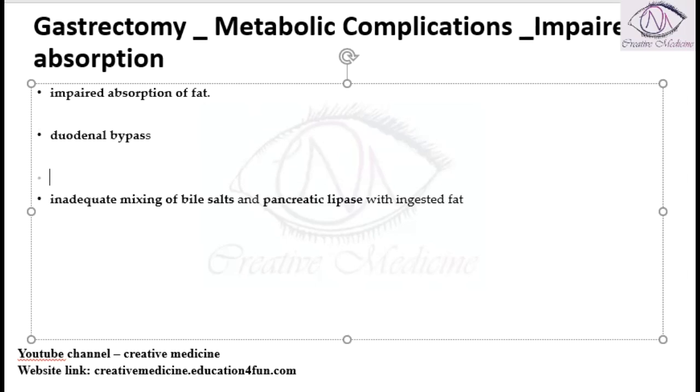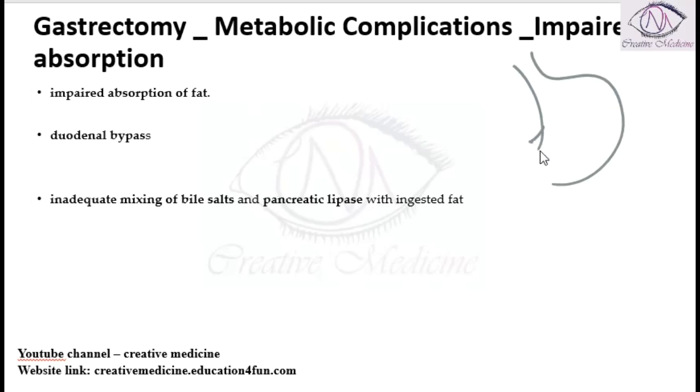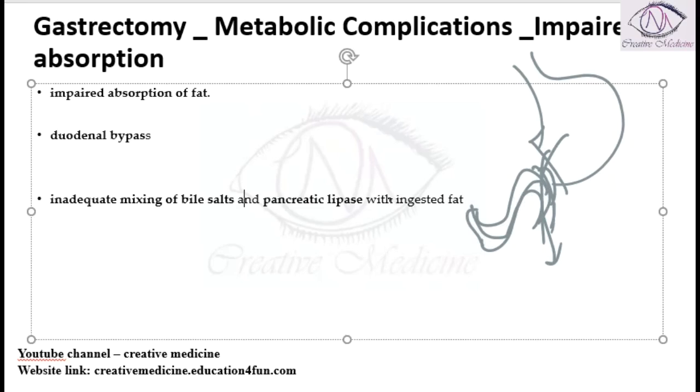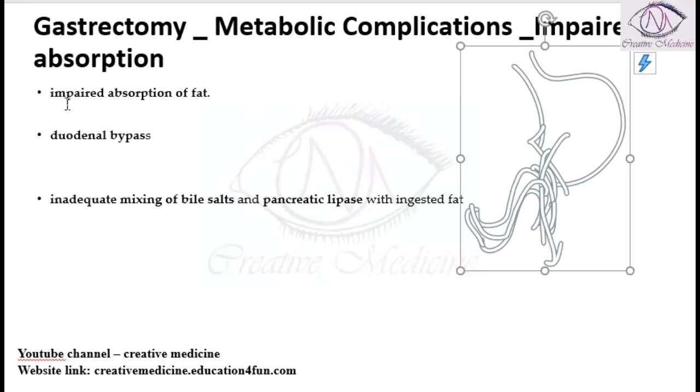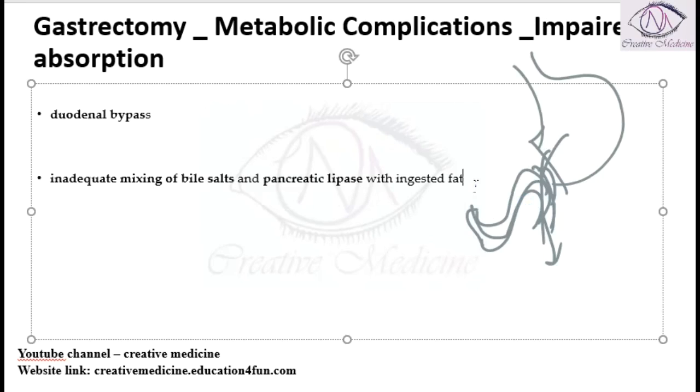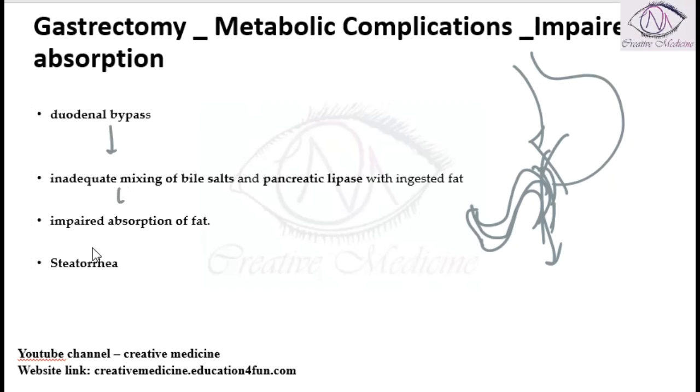So whenever you do a Billroth 2 especially, the food enters directly into the jejunum, and the bile juices and pancreatic juices come in separately like this. As a result, the mixture is not adequate, and this results in impaired absorption of fat. Whenever there is impaired absorption, the fat is excreted in the stools, which is called steatorrhea. So this is the first complication.